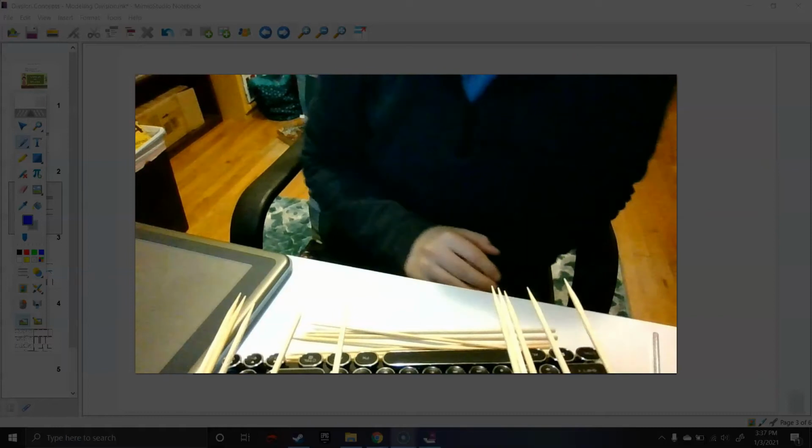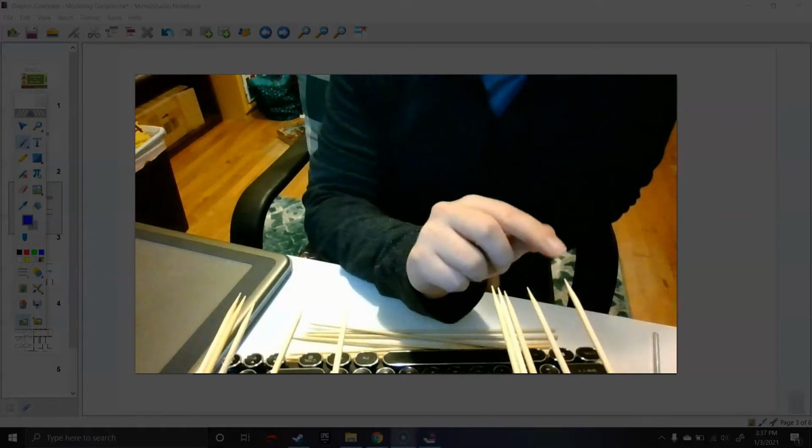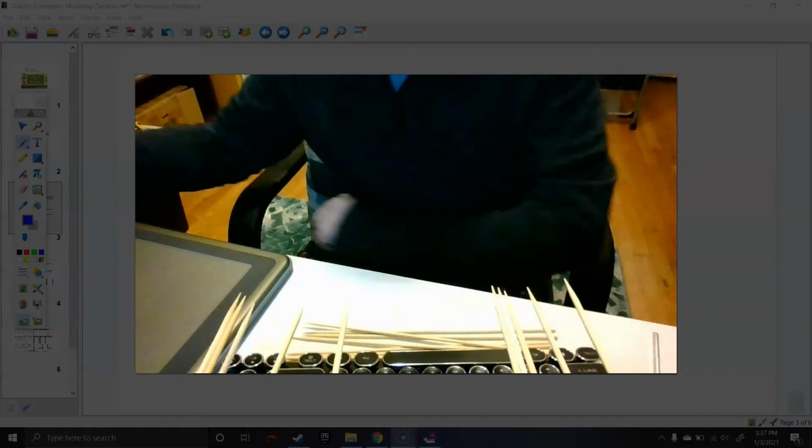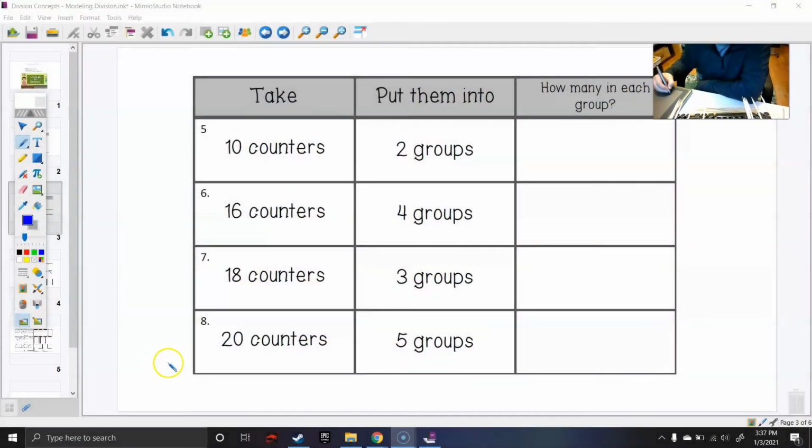All right, so now we count how many are in each group. So we have 1, 2, 3, 4, 5 in each group. So we know that 10 divided by 2 is going to be equal to 5.